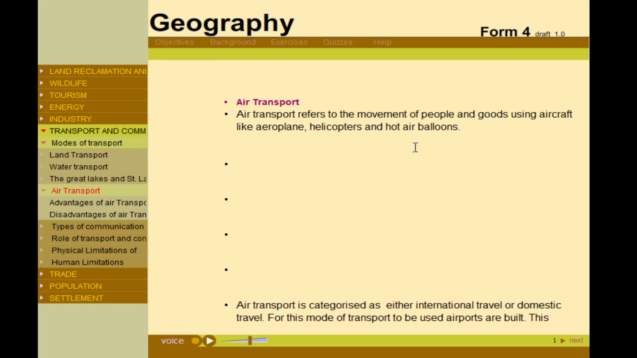Air transport is operated either as international when it links countries or domestic when the transport services are within the country's border. For this mode of transport to be used, airports are built. Airports facilitate the landing, take-off, fueling, loading and offloading, boarding and disembarking of passengers. The movement of aeroplanes in and out of the airport is closely controlled from a control tower.